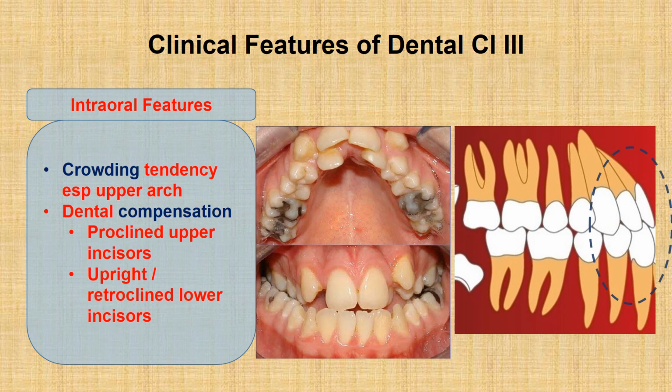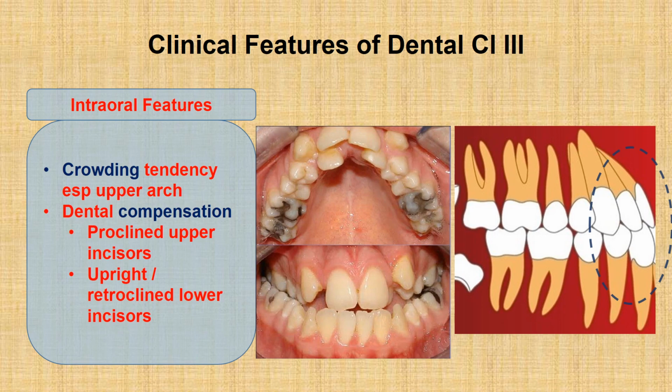Now, the intraoral features of a dental class 3: we tend to find crowding in the upper arch, because frequently in a class 3 malocclusion, the upper jaw is small, thereby the dental arch is small and narrow and tends to give rise to crowding.